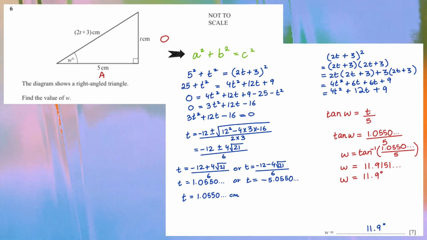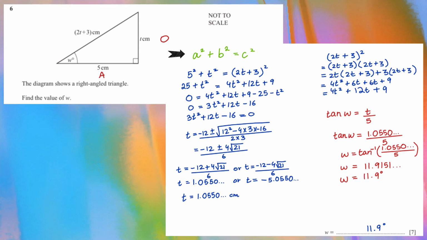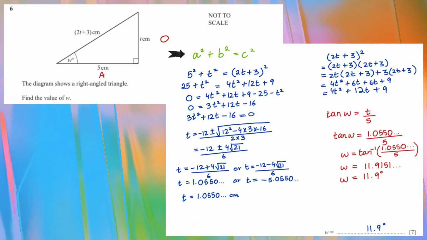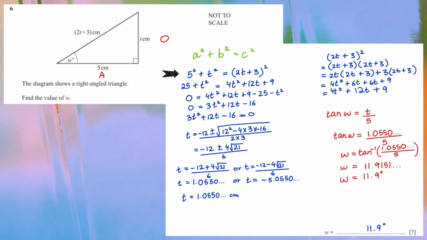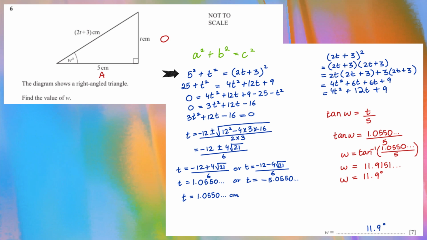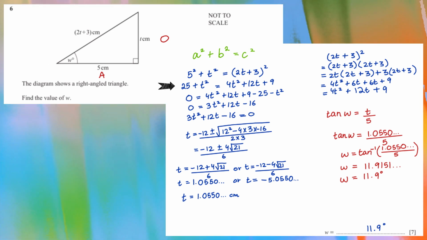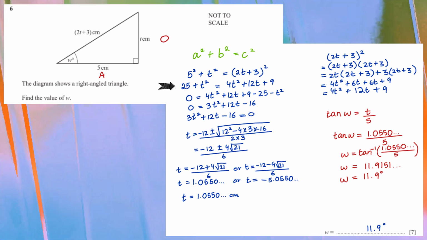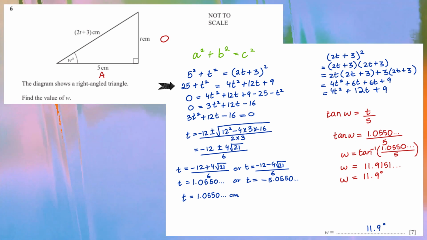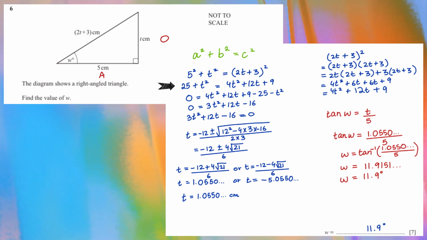As we are dealing with a right-angled triangle, we can find t by using the Pythagoras theorem, a squared plus b squared equals c squared. Substituting the values respectively, we get 5 squared plus t squared equals 2t plus 3 squared. Simplifying the left side of the equation, we get 25 plus t squared. To simplify the right side, we can use algebraic expansion.